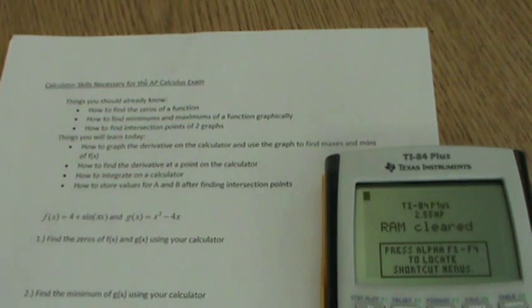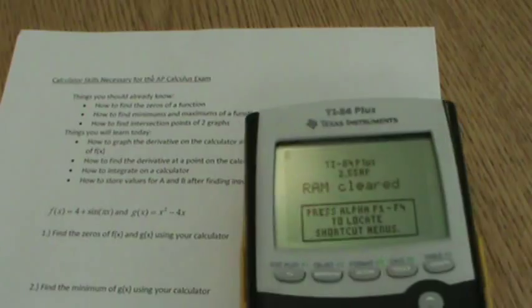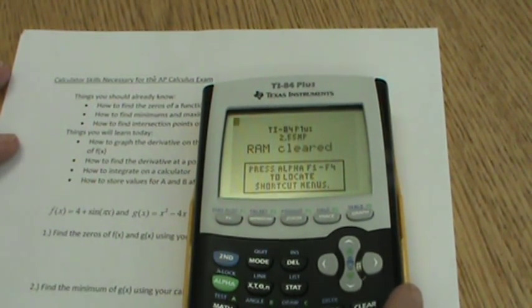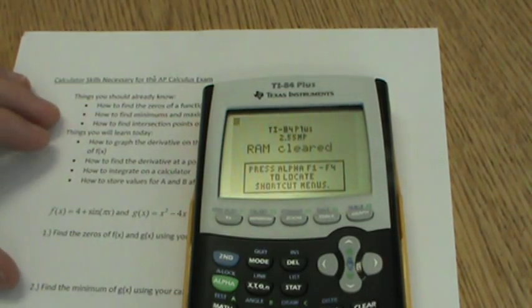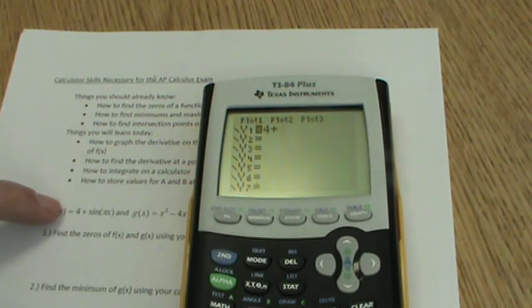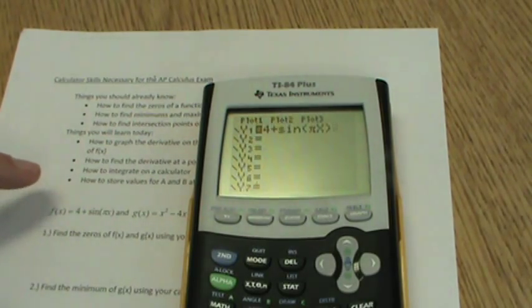So in order to do that, we have to first go to our calculator. If you have anything in there, you may want to go ahead and clear it. Second plus, 7, 1, 2. And what I'm going to do is put those into my y equals. So I'm going to hit y equals, and in there, I'm going to put 4 plus sine of pi x. Now remember, dealing with trig functions, we have to be in radians in order to graph it. If you cleared your memory, you will already be in radians.